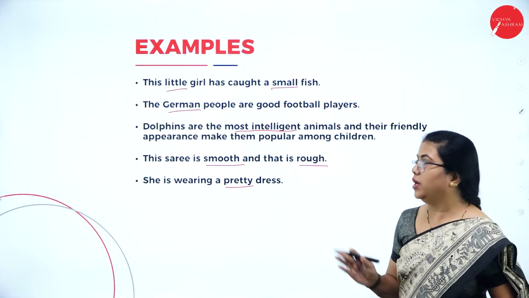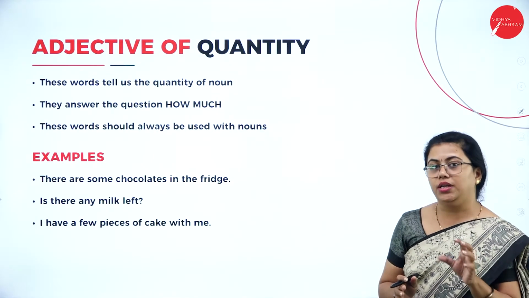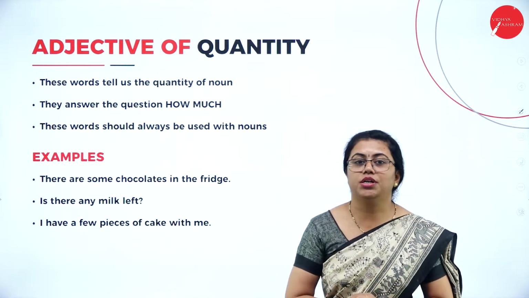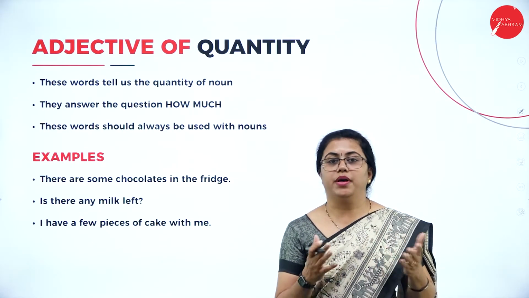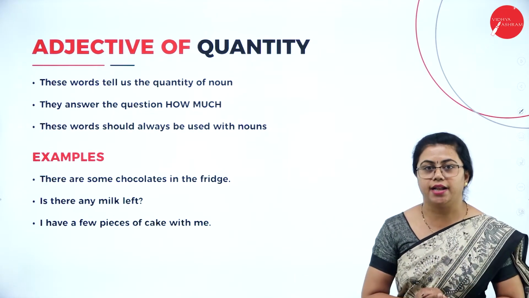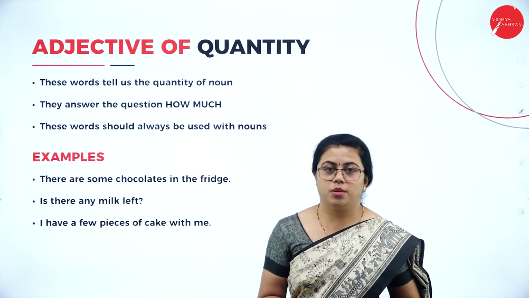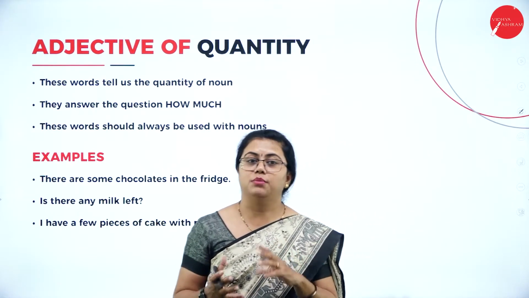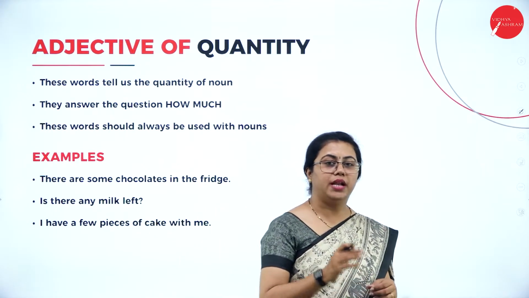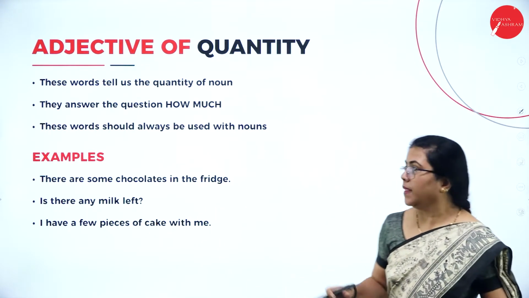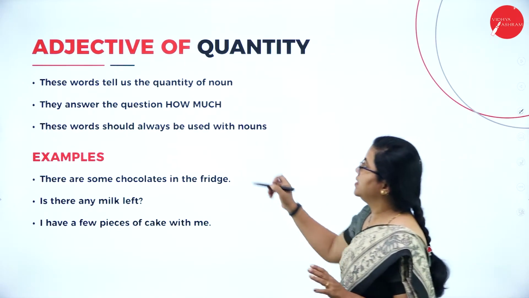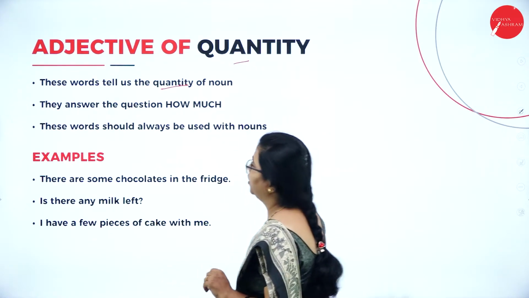Let us move on to adjective of quantity. Quantity, as you know, the word says, adjective of quantity means those words that talk about the quantity of a noun. It doesn't tell you the exact number, but it tells you a measurable quantity. It tells you about something which is measurable, but not about something which is countable. Let me brief you with examples here. These words tell us about the quantity of the noun.